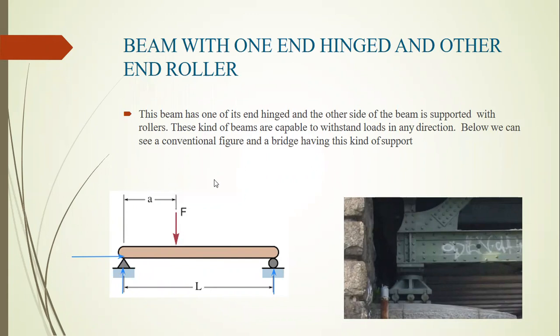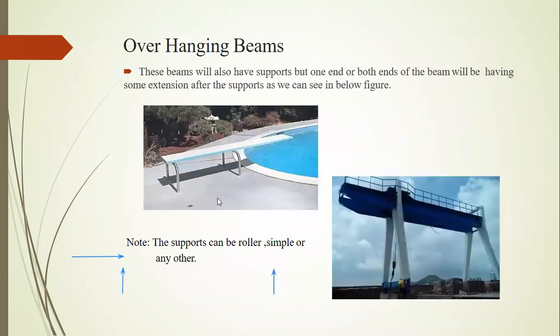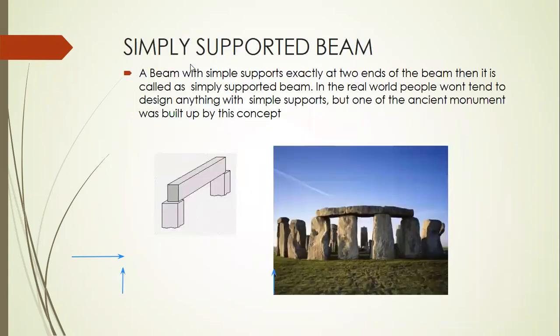Okay, simply supported beams. Next, the fourth one is the simply supported beam. A beam with simple support exactly at the 2 ends of the beam is called a simply supported beam. Simple support means there will be a vertical reaction only. So since we have 2 supports, there will be 2 vertical reactions.